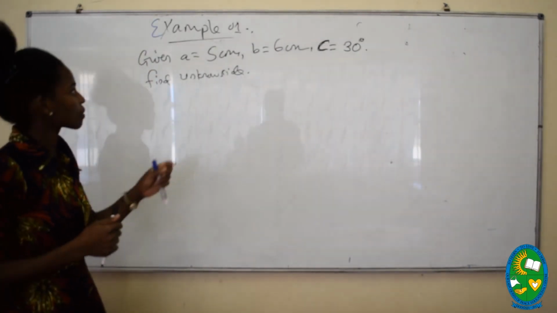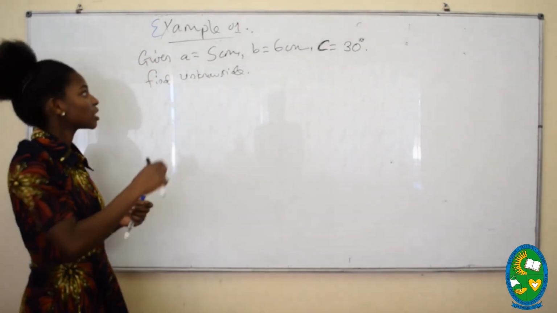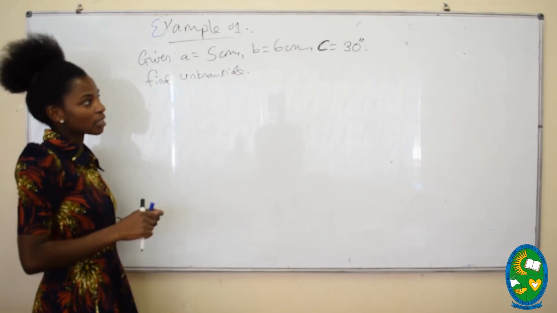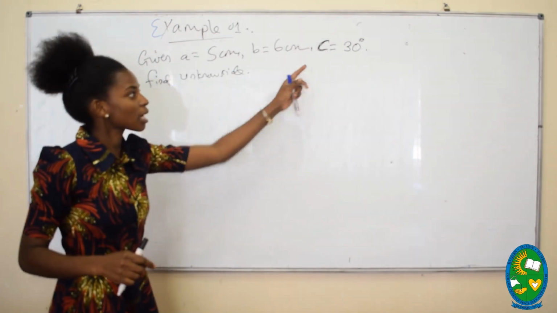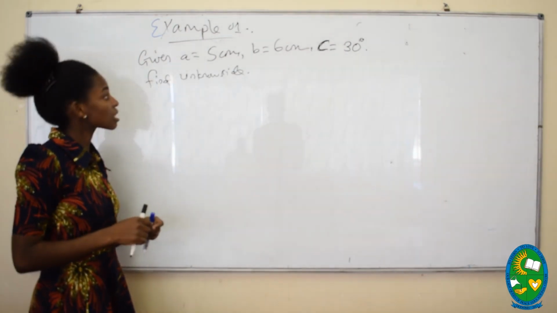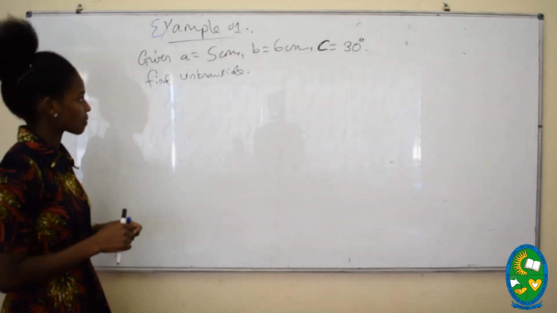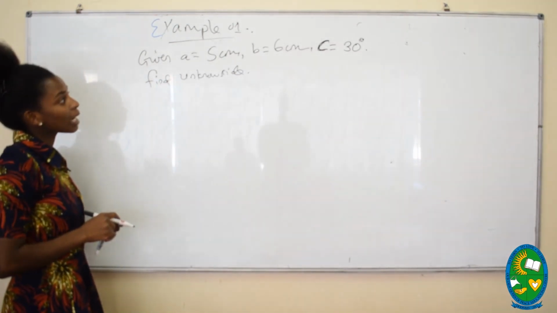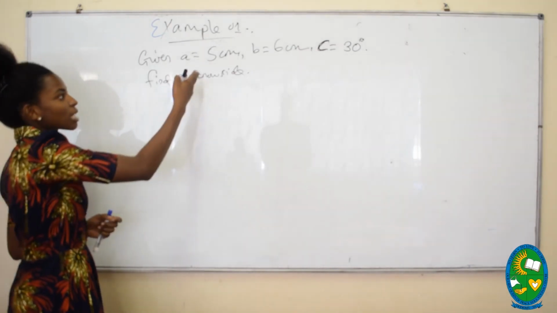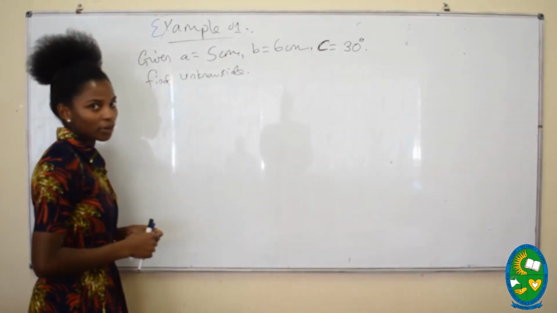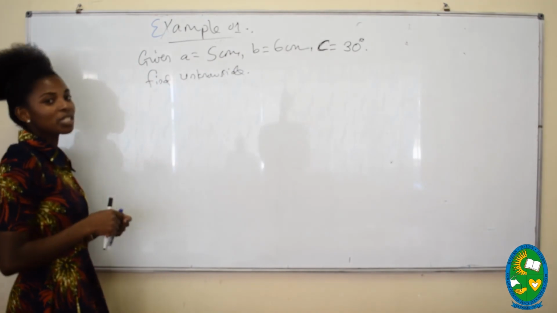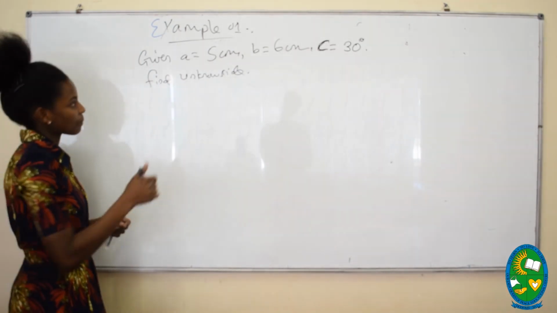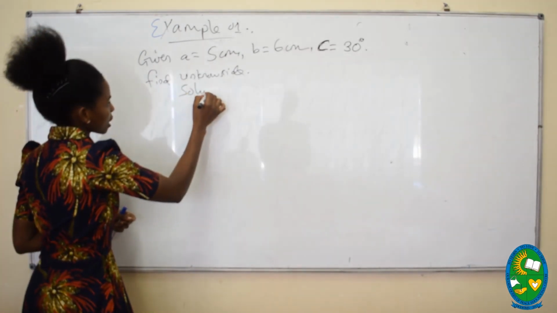Okay, now let's do this example. We are given side a equals 5 cm, b equals 6 cm, and angle C equals 30 degrees. Find the unknown side. So here, the first procedure, you must form a given triangle by showing sides a and b and their angle, and then you will be able to determine the unknown side. So here we say solution.